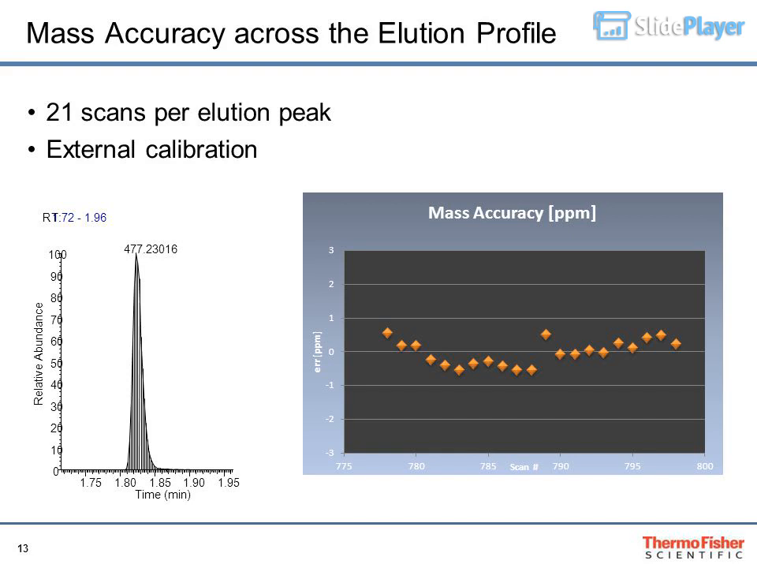21 scans per elution peak. External calibration. RD 1.72 to 1.96. 1.75. 1.80. 1.85. 1.90. 1.95. Time, min. 10, 20, 30, 40, 50, 60, 70, 80, 90, 100. Relative abundance.